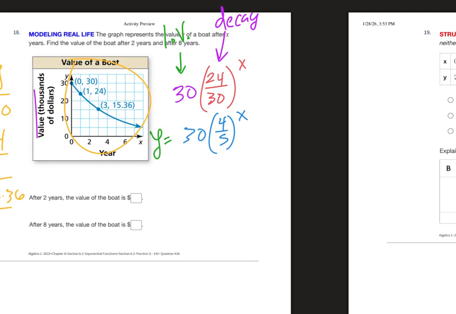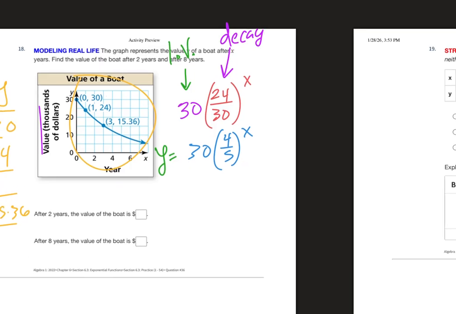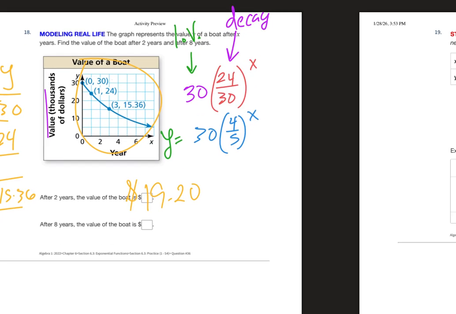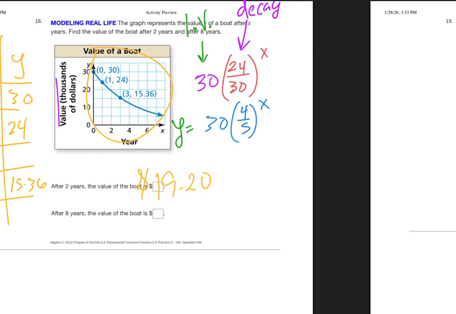So back way down here, let's just plug in 2. If you use some type of calculator to do this, well, actually, I guess I don't know that you definitely did, but I'd probably recommend it. So we get that after 2 years, it is 19.20. I'm doing 20 because it's money, but it could just be 19.2.